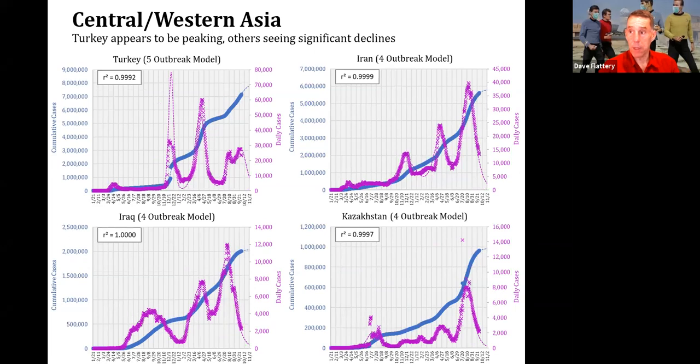In Central and Western Asia, you've got pretty much everybody except Turkey down significantly from their most recent peak. Turkey is struggling to come down, still up in the 20, 25,000 cases a day range. The model fits it to be peaking right now, but last month it fit it that way too. So we'll have to see. But Turkey seems to be struggling to get down in terms of new cases from their most recent peak. Still not quite as high as they were in the spring, but not coming down yet. But the other outbreaks in this region, the big outbreaks around Iraq and Kazakhstan, are all down significantly.